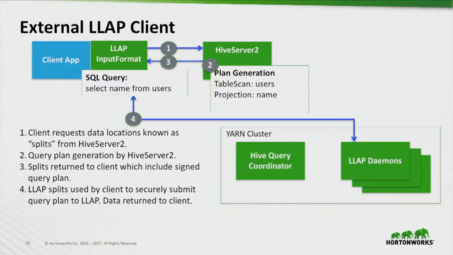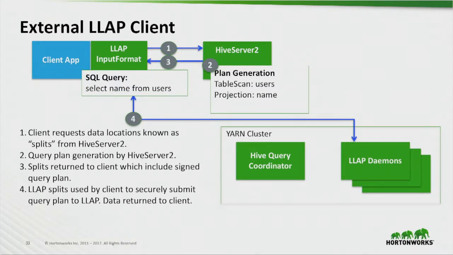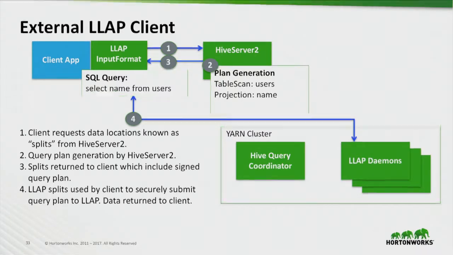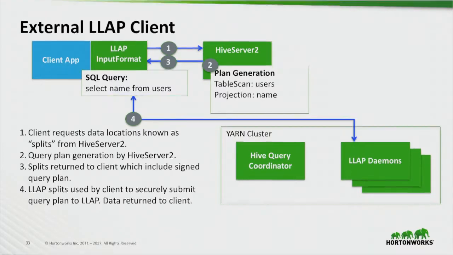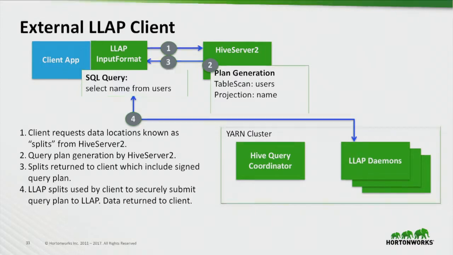Most of these interaction details are taken care of by the API. What users end up seeing is a Hadoop input format, if you're familiar with what that API looks like. The client requests a set of splits, and then the splits are returned back, and each split can be used to create a record reader that the application uses to retrieve data.